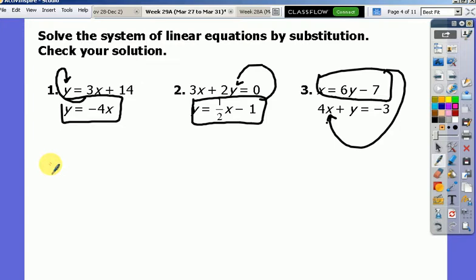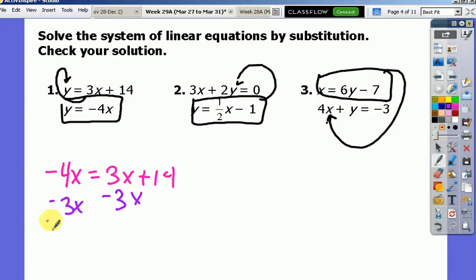So now I'm going to substitute. You with me? Yes. Next step. What's the next step? Subtract 3x. Combine the x's. Okay, subtract 3x. What do I get here? Negative 7x. What's x? So I get negative 2.